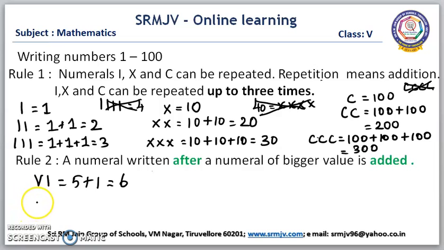Then, let us see one more. XI. Again, the value of X is greater than I, isn't it? The numeral written after a numeral of bigger value is added. So we have to add 1 to 10. So 10 plus 1, 11. Is it clear, children? Can you understand? Shall we go to the next one?